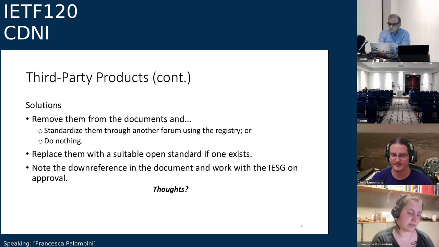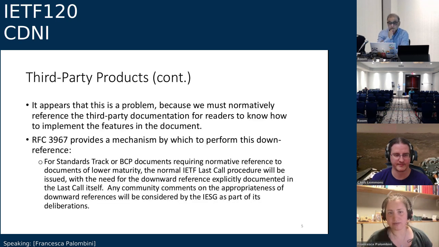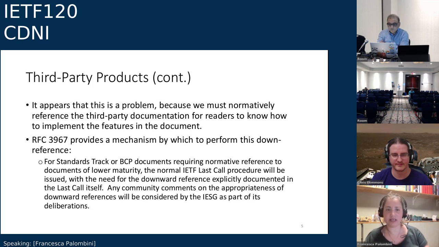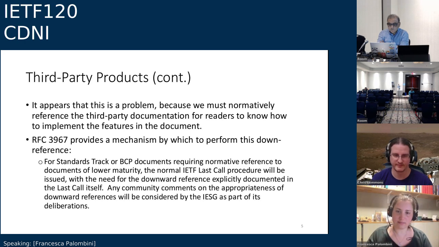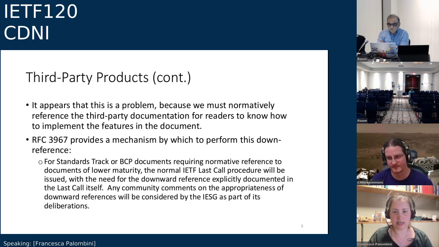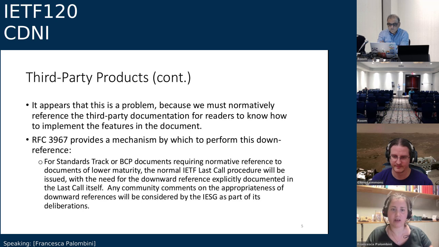Basically, the down references are noted during the IETF last call. The IETF last call will have text that says the following might be downward references, and that alerts the community that they can object to this downref. Usually there are no objections. Then this goes through the IESG, and the IESG doesn't have to explicitly approve once these down references are last called.